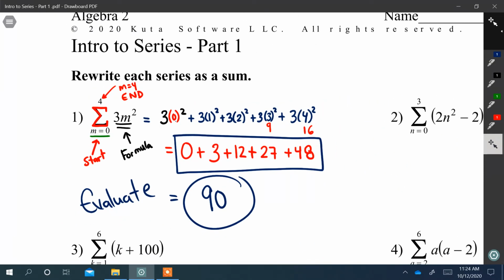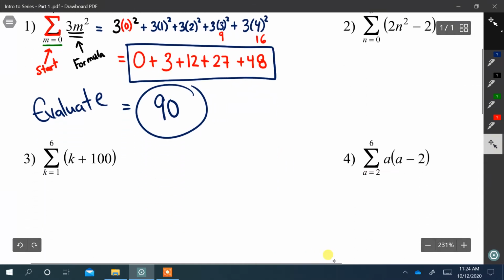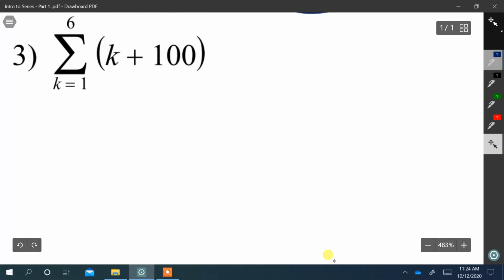All right, so I'm going to have you do number 2. If you're not really sure what to do just yet, well, watch me do number 3 then. Okay, so on this one, once again, you're going to start with 1.